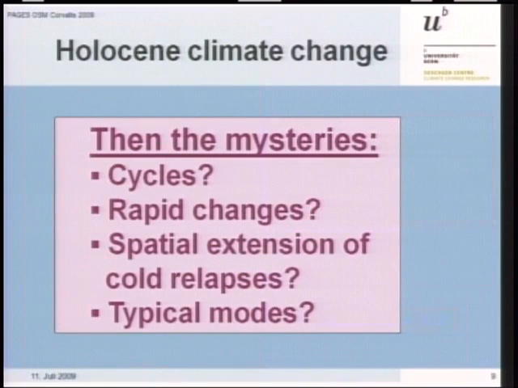Let us come now to the mysteries. I called it the mysteries. They are not all mysteries, but they are really open questions. If you are looking at the cycles, if we believe in cycles, I had a long discussion with Carl Wunsch once, and we had long discussions whether we believe in cycles and whether we believe in processes just being behind these cycles. Then rapid changes, and there is also this question of the spatial extension of the cold relapses during the Holocene, and the question is also, did we have typical modes?